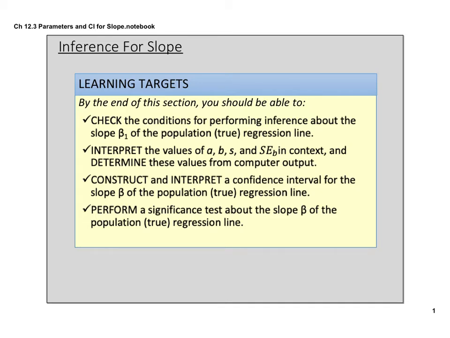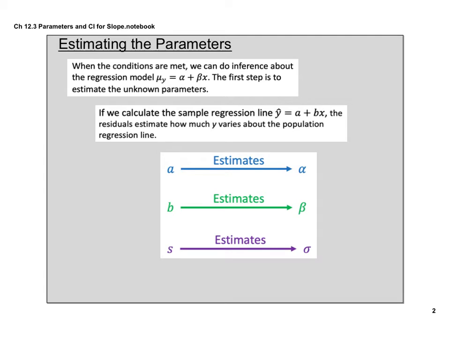Today we're going to talk about estimating the parameters and also finding a confidence interval when we are doing inference for slope. So when the conditions are met and we can do inference about a regression model in the form of a linear equation, the first step is to estimate the unknown parameters. If we calculate the sample regression line, meaning y hat equals a plus bx, just a regular old linear equation, the residuals estimate how much y varies about the population regression line. So you can use these statistics to estimate the parameters. That's what they're getting at here.